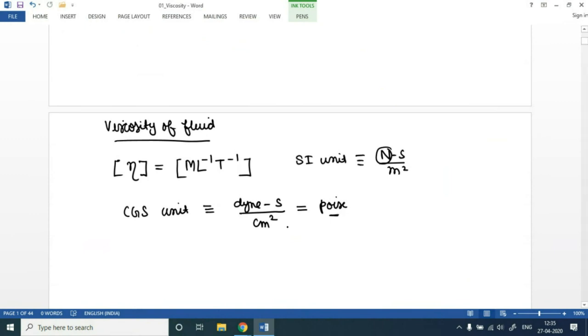When you convert this CGS unit and SI unit into each other, you must realize that one poise is nothing but 0.1 Newton second per meter square, or alternatively 1 Newton second per meter square is 1 decapoise, basically 10 poise. So this is the conversion of unit. Generally, the unit given in the question is poise, so you must clearly understand that poise is nothing but the CGS unit of viscosity.